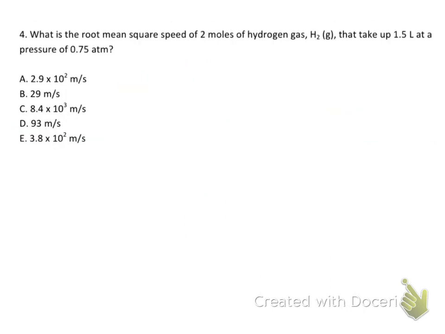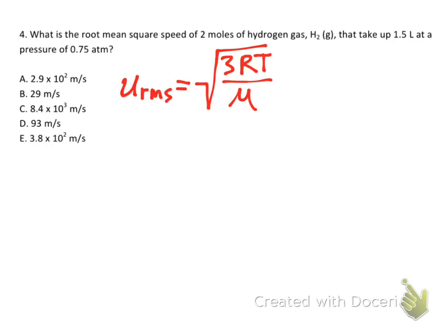This question is, to quote Schmiegel, a little bit tricksy. We're trying to find the root mean square speed of 2 moles of hydrogen gas that take up 1.5 liters at a pressure of 0.75 atmospheres. Okay, so this is actually going to be a two-part question. We're trying to find the root mean square speed, right? So our equation for that is root mean square speed is equal to the square root of 3 times the gas constant R times the temperature over the molar mass.